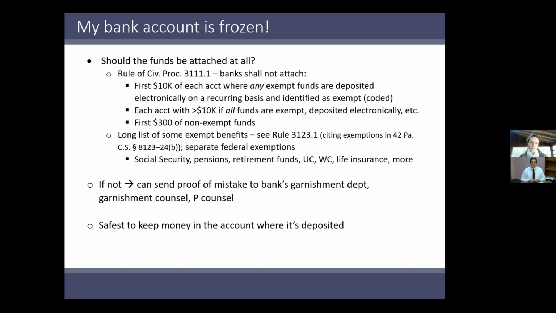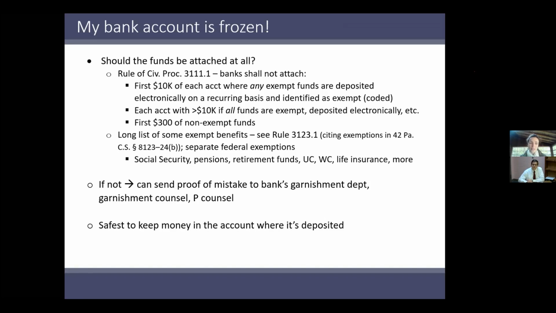Almost every time I deal with these, I end up looking up the rule. So I put the rules on the slide, but generally, the first $10,000 in each account where any exempt funds are deposited, I'll use Social Security as the most common example, is initially protected from attachment, meaning the bank should not freeze it. If you have more than $10,000 in your bank account and it's all exempt, that's also protected, though that doesn't come up much for our clients. For someone who has no exempt funds, our rules only protect the first $300. So if you are a worker and all of your funds are wages, only the first $300 is protected.